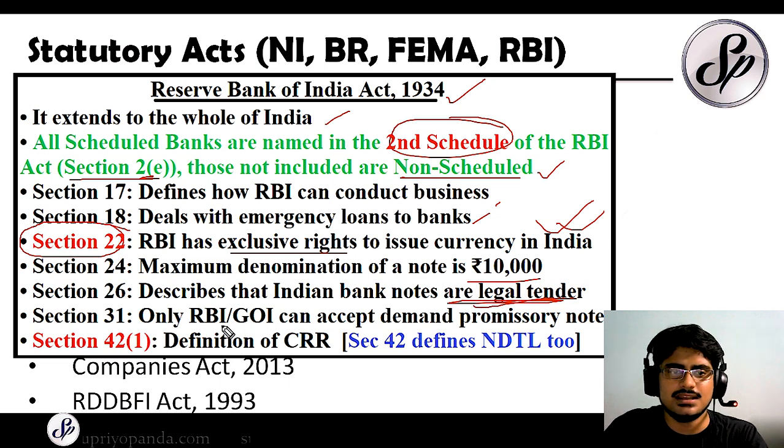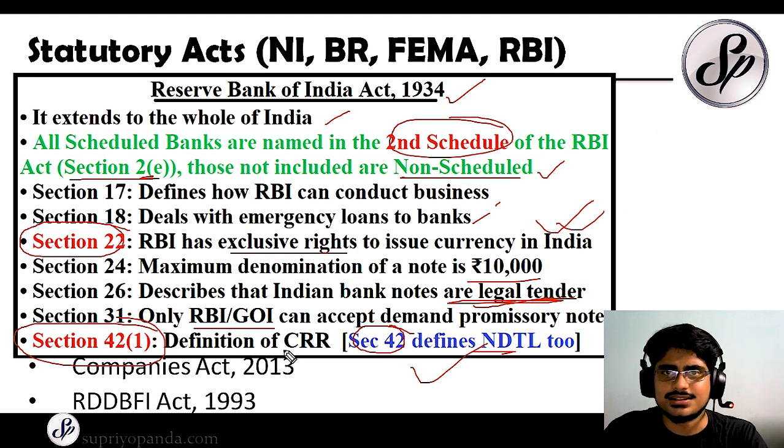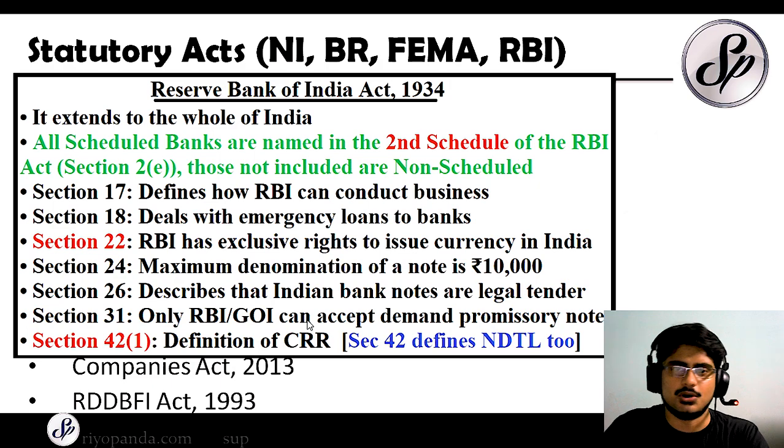Section 31 says that only RBI or Government of India can accept a demand promissory note. So what we already discussed, I just told you about it, but this is the exact section. So if anybody asks, section 31 is the reason why the public cannot deal with demand promissory notes. And of course the very important section 42(1), which defines the CRR or the cash reserve ratio. So maintenance of CRR is very important. And also section 42 defines the NDTL of the banks as well. So these two things are defined under section 42. So that's all about the RBI Act.